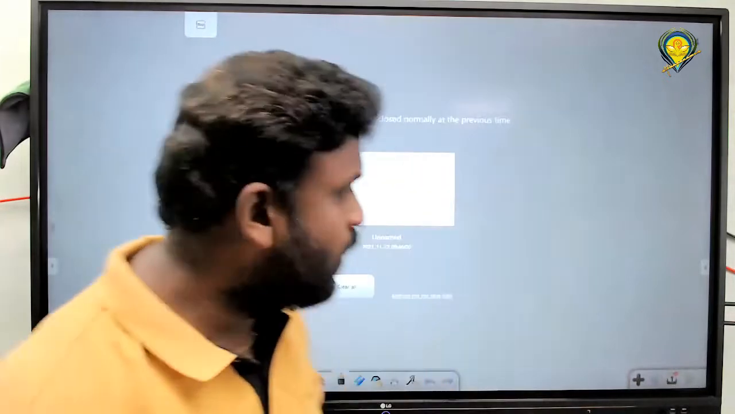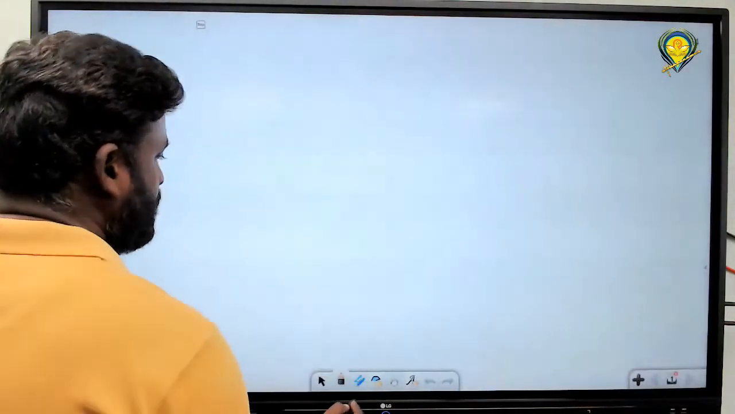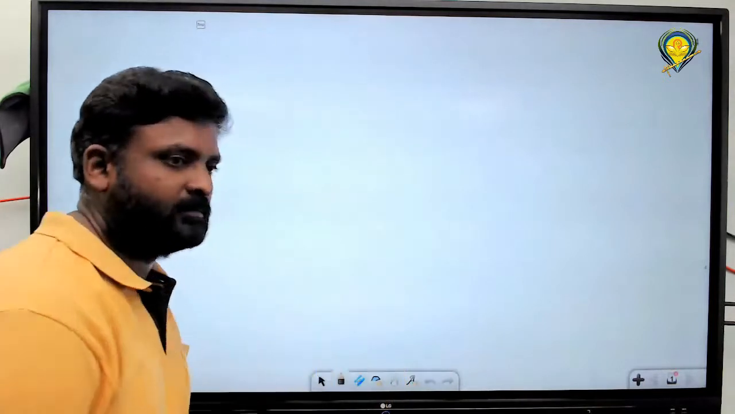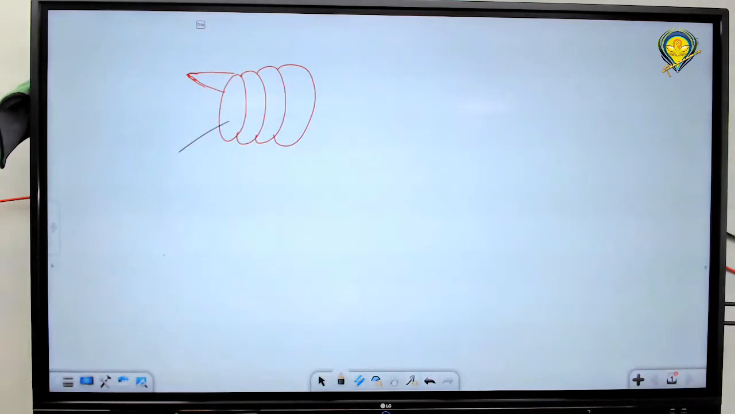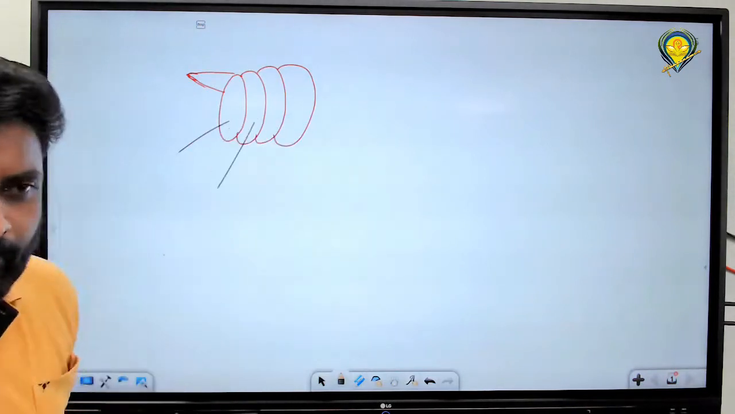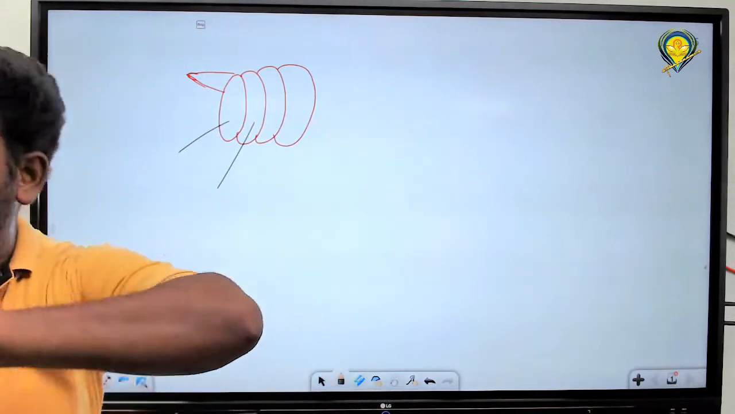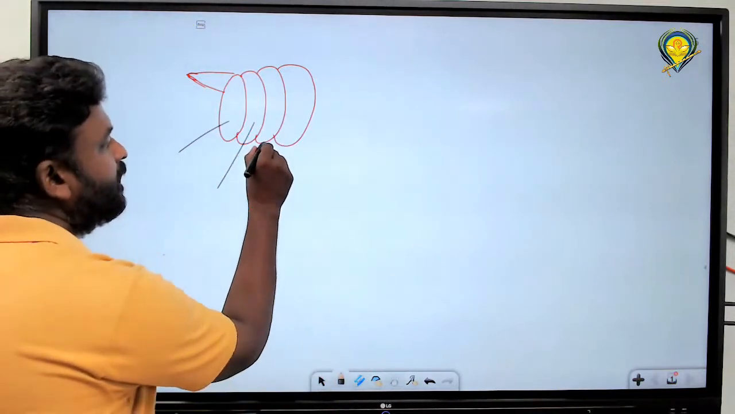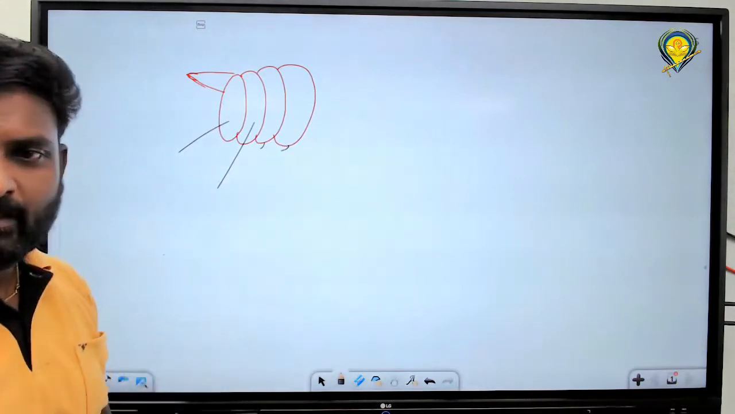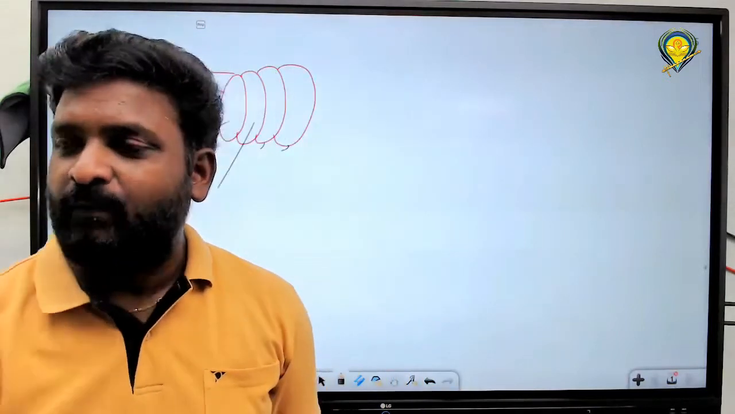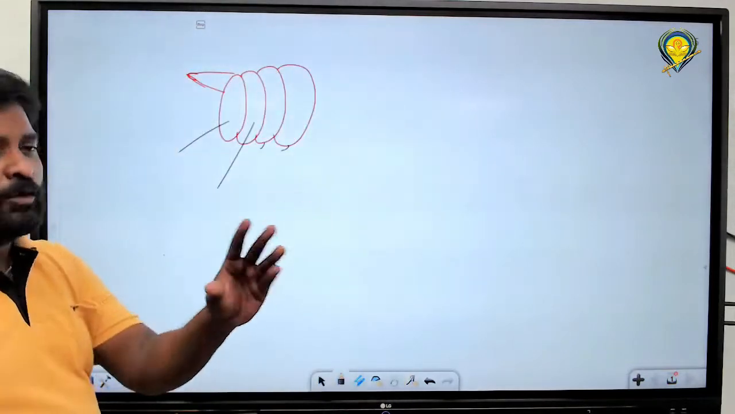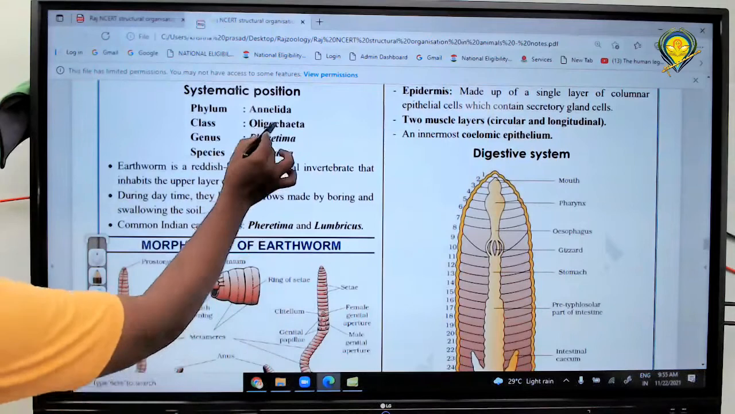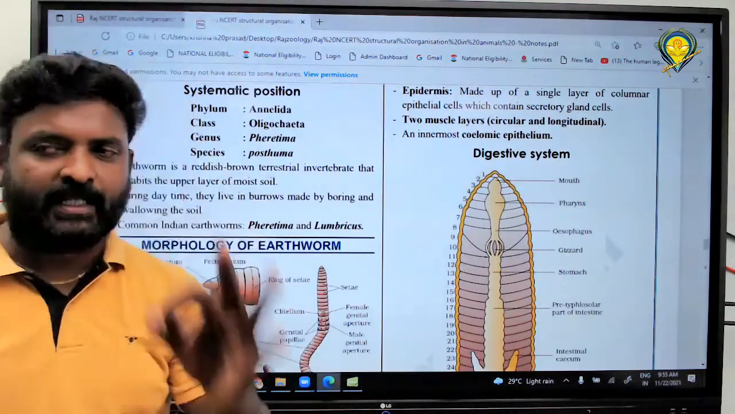Here only a few setae help in locomotion, hence it is called Oligochaeta. I will show you here. See, this is the prostomium. It is not a segment. This is the peristomium. It also does not have any setae. From here you can see these S-shaped setae, which help in the locomotion of the earthworm. Are they many or few? Few. Hence it is called Oligochaeta, meaning a few setae help in locomotion.